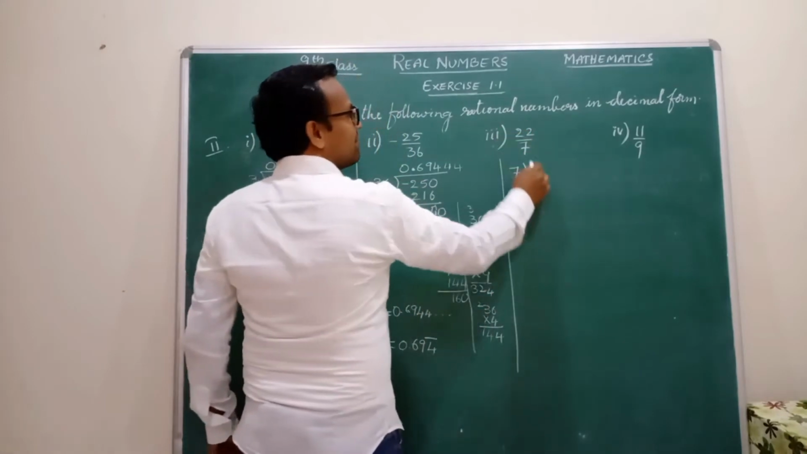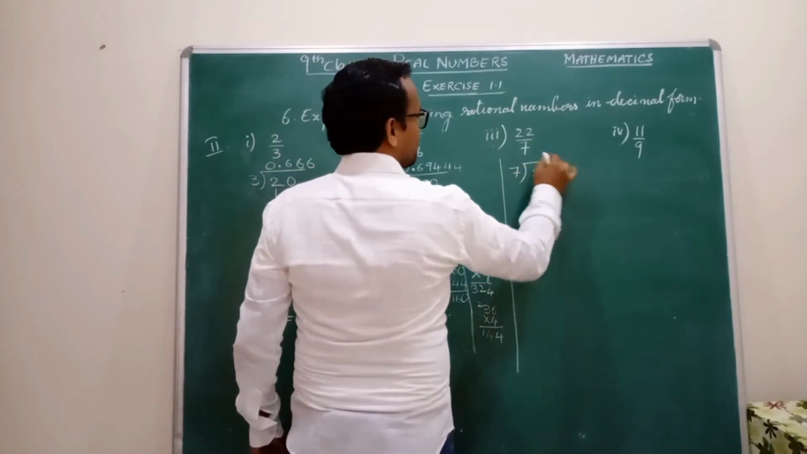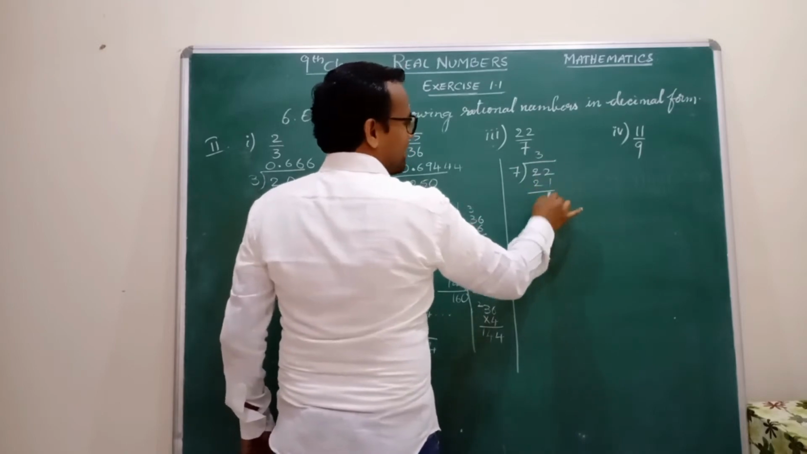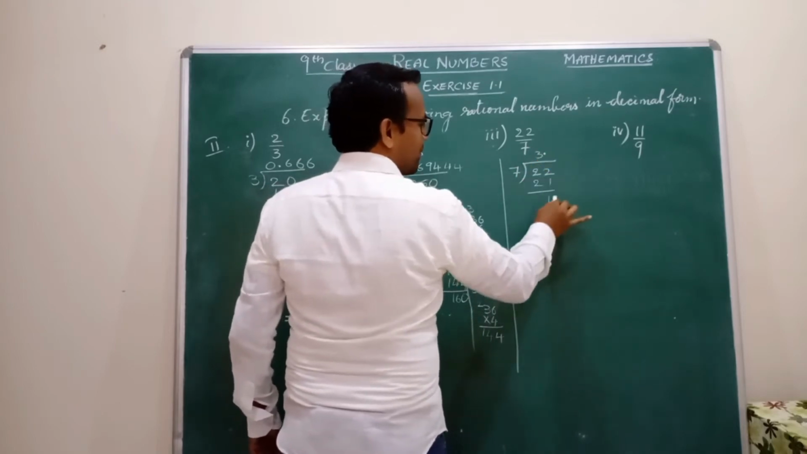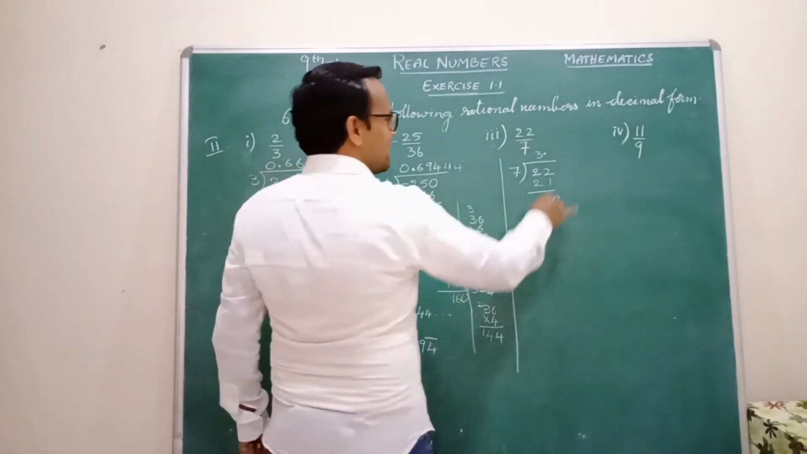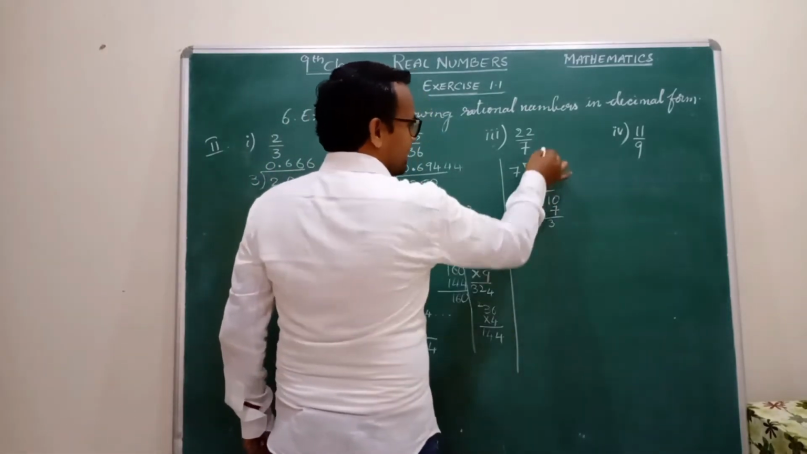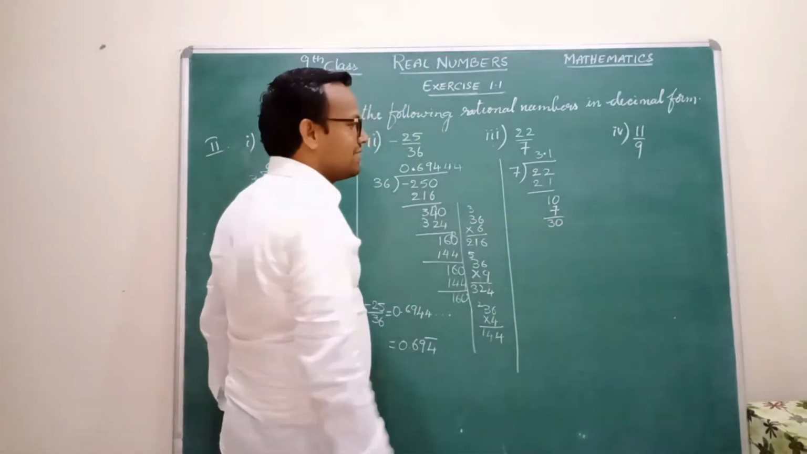With 7, divide 22. 7 3s are 21. 1 is the difference. Take the decimal point, so 0 will be added. 7 1s are 7. The difference is 3. The decimal point is there, so 0 is added.